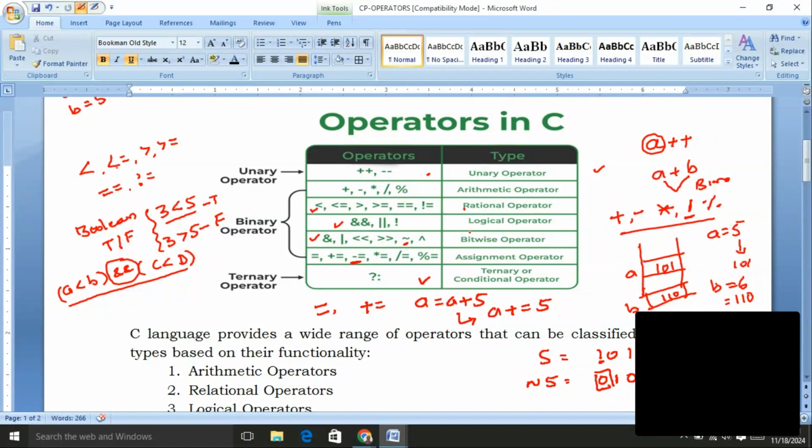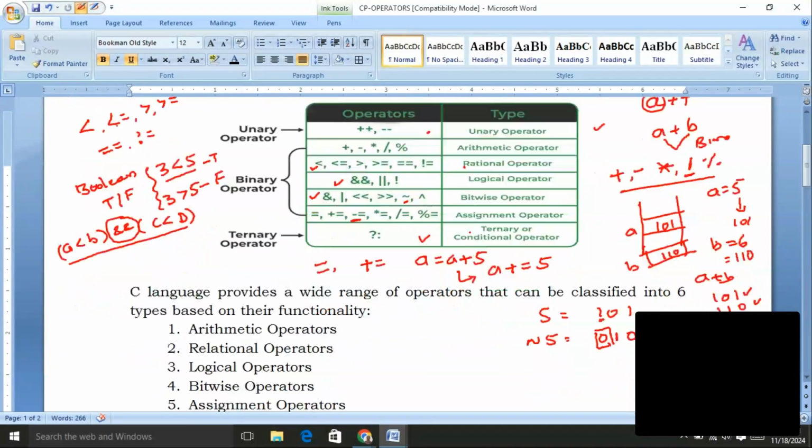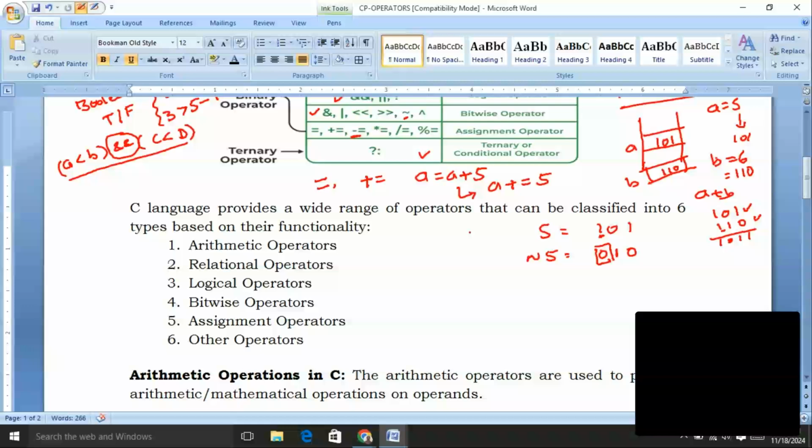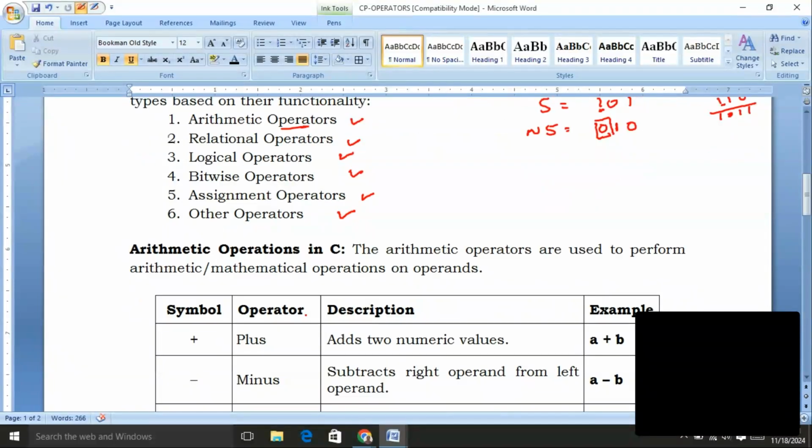What I am going to discuss in this diagram, I have listed down, right? So we can observe that there are arithmetic operators, relational operators, logical operators, bitwise operators, assignment operator, and ternary operator. These are the operators available in C language. At first, I am going to discuss in detail the arithmetic operators. I have also given a list.